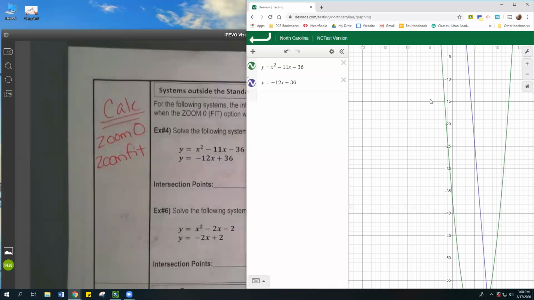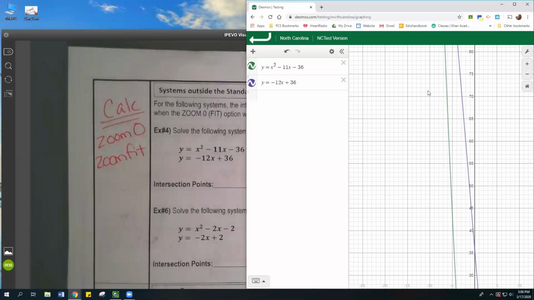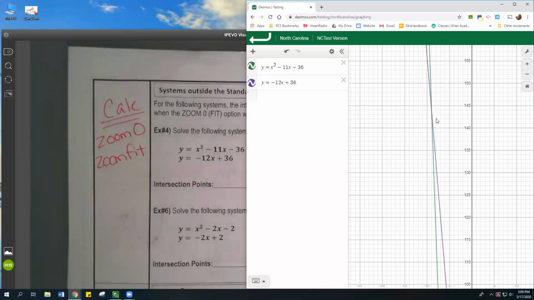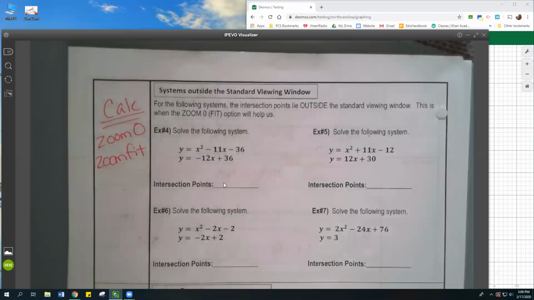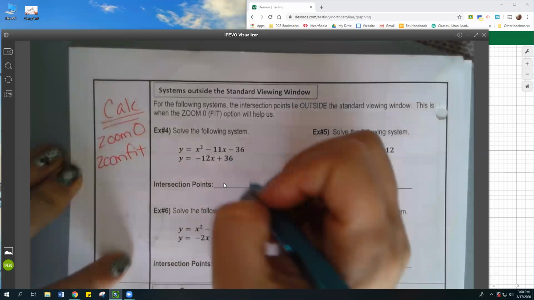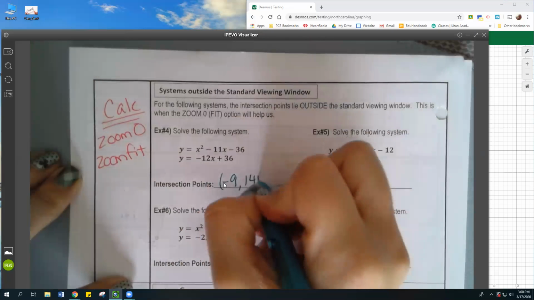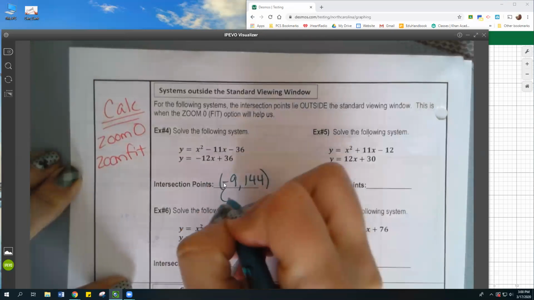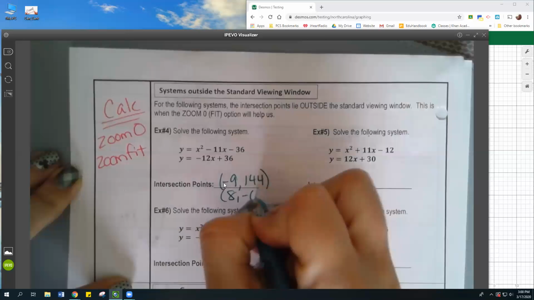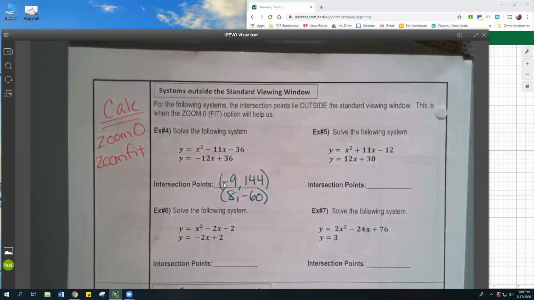And then I can drag my graph pretty high up. I already know it's way up there at 144. And I can find my intersection. It's right there at -9, 144. So using Desmos makes the window a non-issue. So that was one of my solutions, and this is one of my solutions.